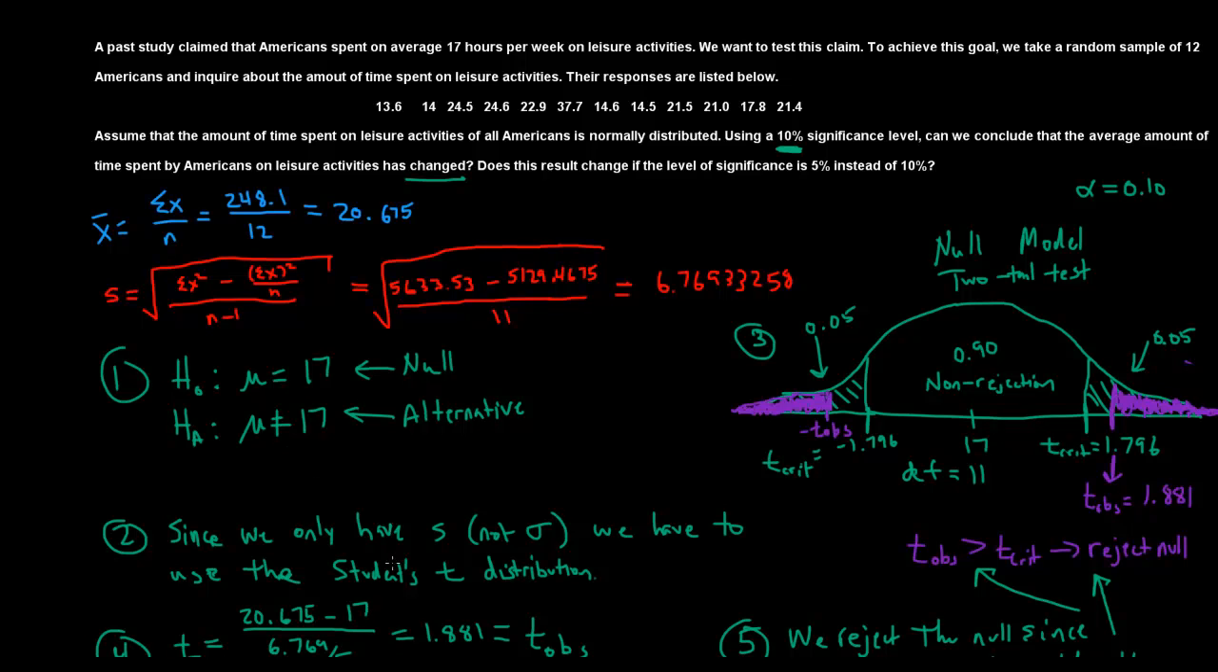Step 2 down here, we determined that we use the t-distribution. That is due to the fact that we don't know sigma. We had to compute S and use S to estimate sigma. So when we do that, we have to use the t-distribution. Over here, we drew our null model, which assumes the null hypothesis is true.